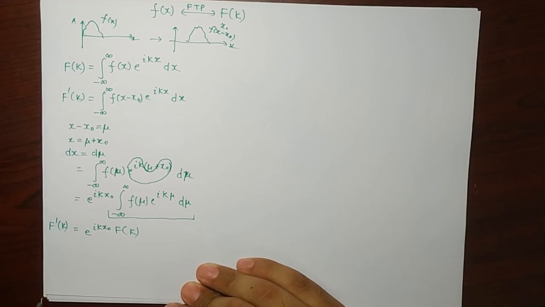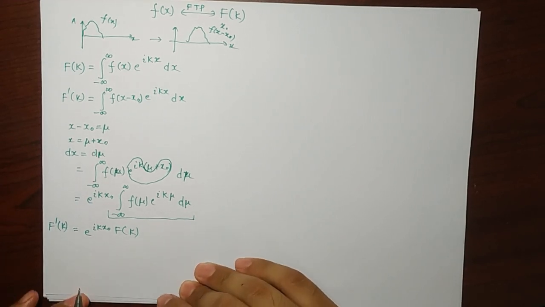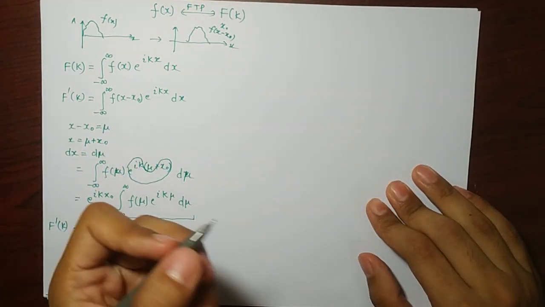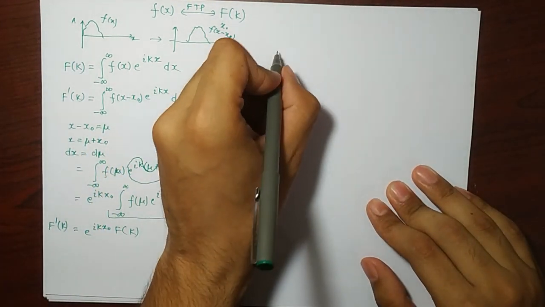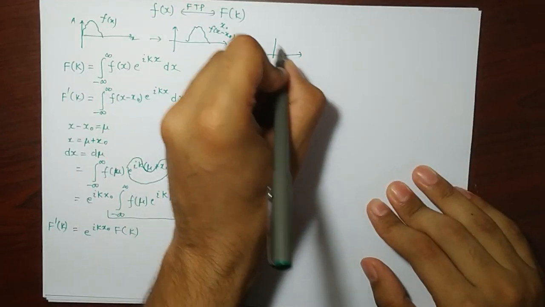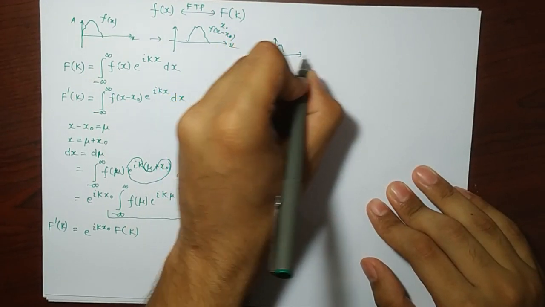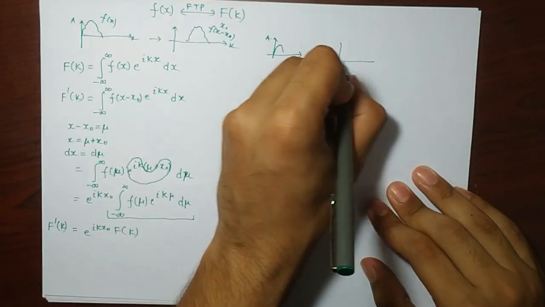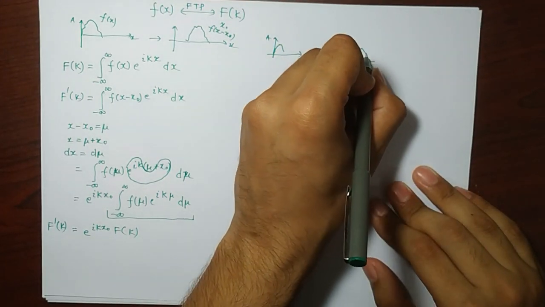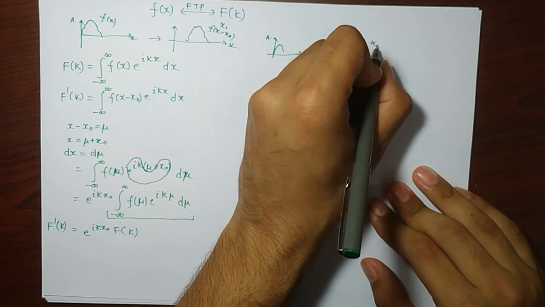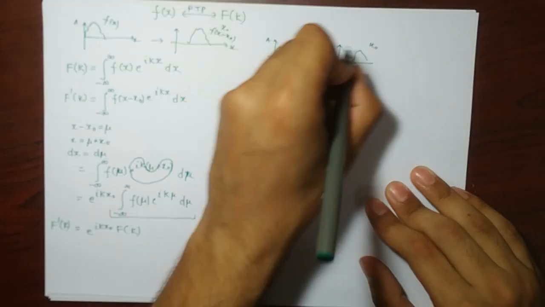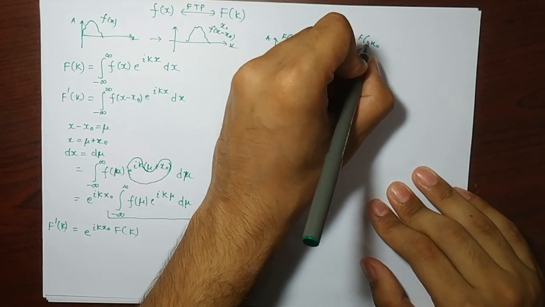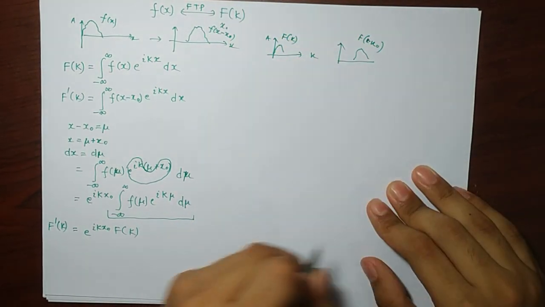So what if I have, let's say, shifted the signal in the frequency domain. If I have a signal in the frequency domain, this is k, this is amplitude, and now I shift it to, let's say, k naught. So if it was f of k, this would be f of k minus k naught.